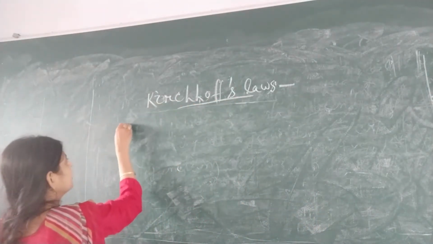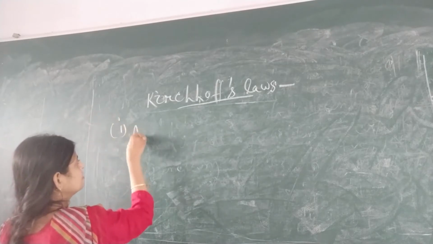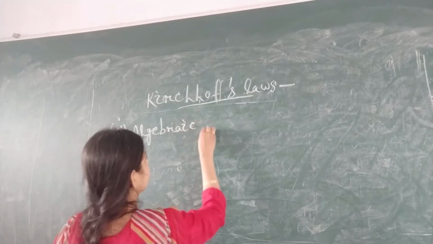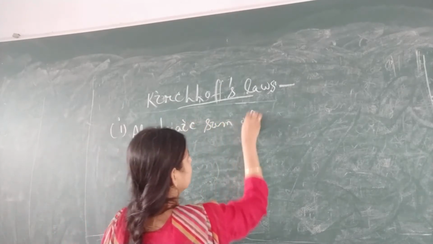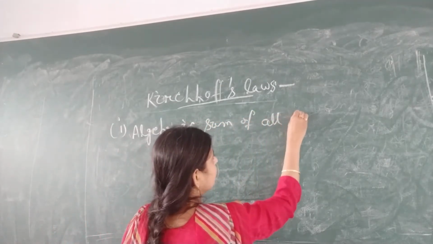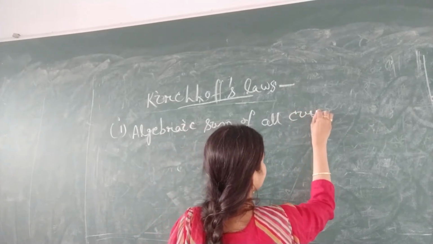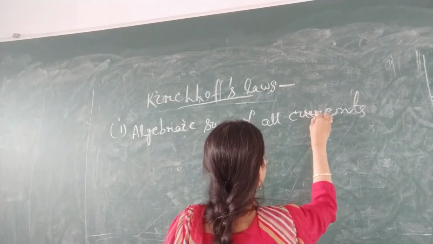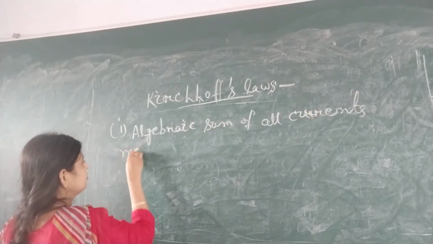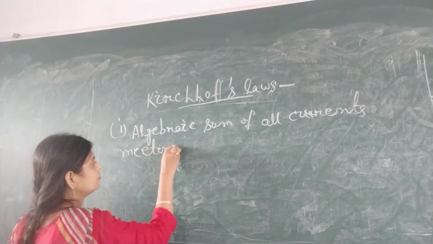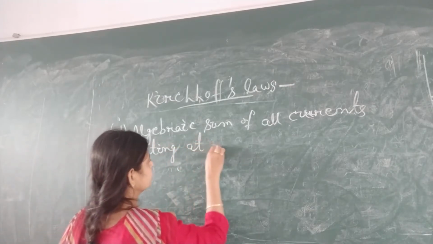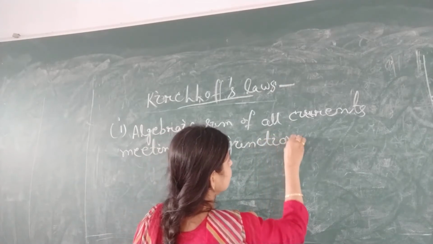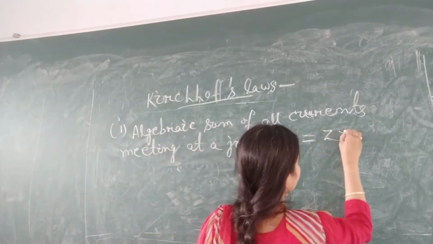So, according to Kirchhoff's first law, the algebraic sum of all the currents meeting at a point or meeting at a junction is equal to how much? Zero.